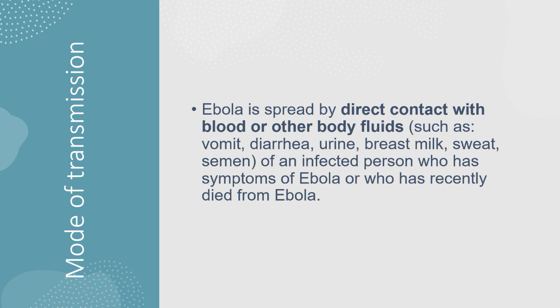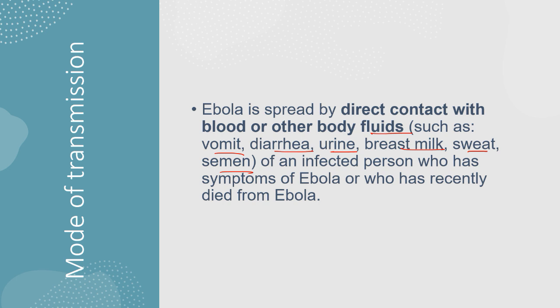Ebola spreads by direct contact with blood or other body fluids such as vomit, diarrhea, urine, breast milk, sweat, semen. So as this virus spreads by any kind of body fluid, it's very difficult to get rid of this virus once an infection starts spreading in one location, because the people will be in contact with some sort of body fluid like sweat. That's why it is very common in tropical and subtropical areas where sweat is very common.